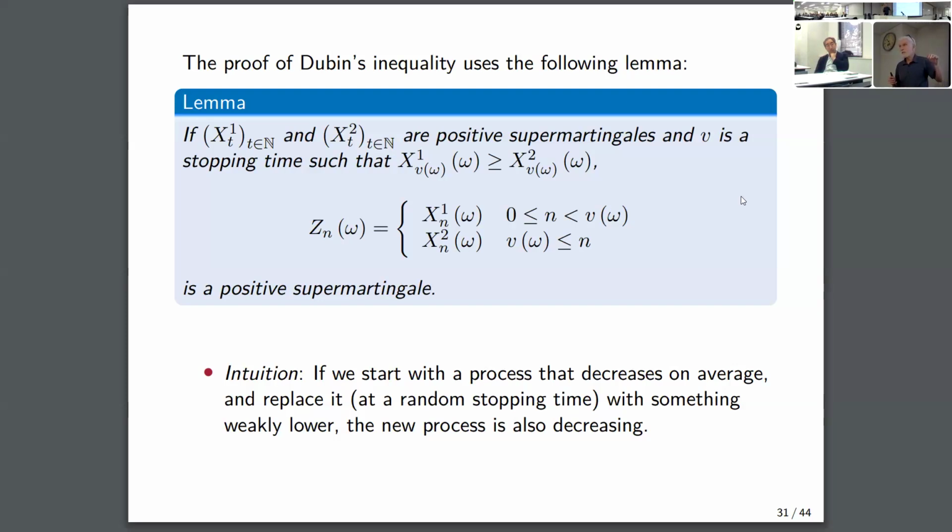It's pretty intuitive. We have this thing which is a positive martingale, so it's positive, and expectation is always going down. At some stopping time, we'll switch to something that's no higher. And then that new thing is also a supermartingale. So we had a supermartingale, switch to something lower, and it's still a supermartingale. Okay? So that's a key lemma. Pretty intuitive.